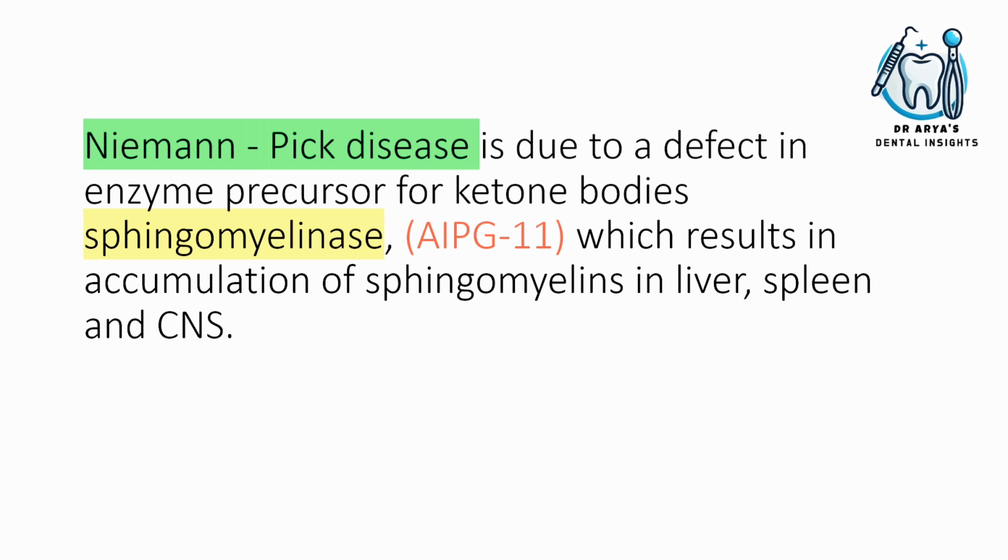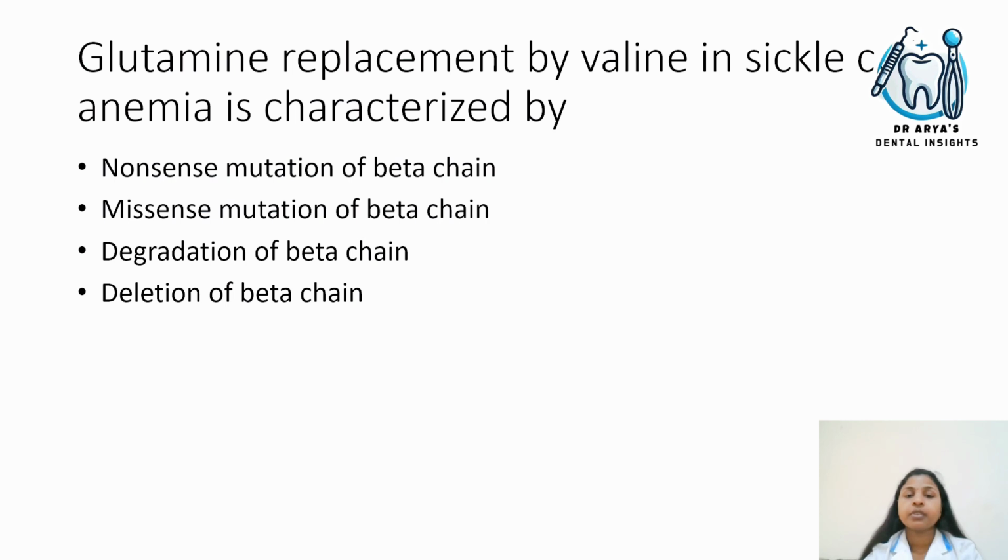So this is another question, that is Niemann-Pick disease, which is due to a defect in the enzyme for sphingomyelin, and it was a frequently asked question, which results in accumulation of sphingomyelins in liver, spleen, and CNS. Glutamine replacement by valine in sickle cell anemia is due to: is it nonsense mutation of beta chain or missense mutation of beta chain or degradation of beta chain or deletion of beta chain?